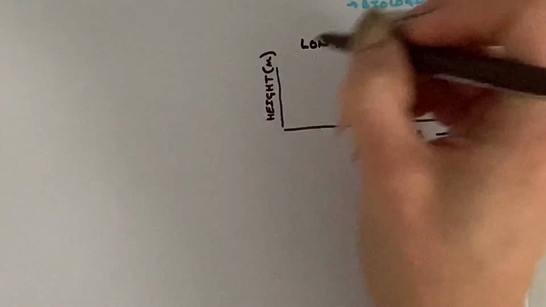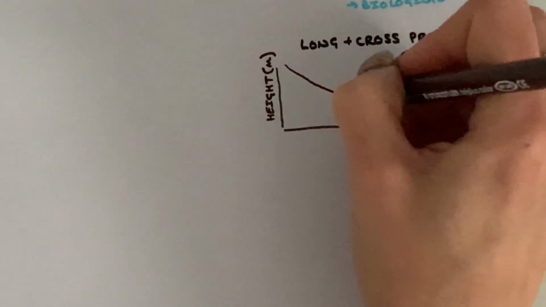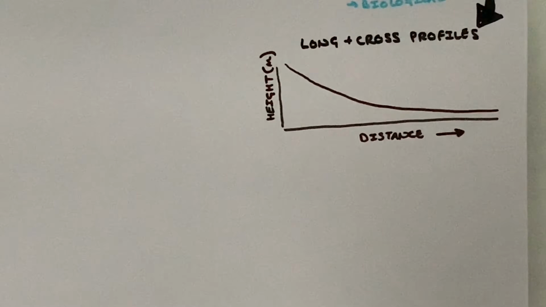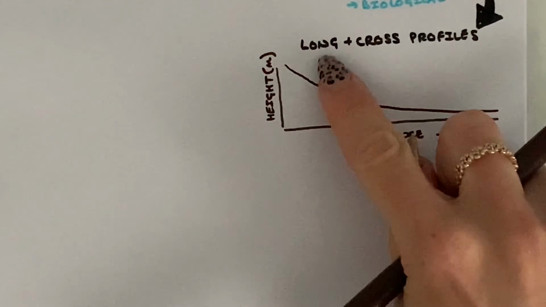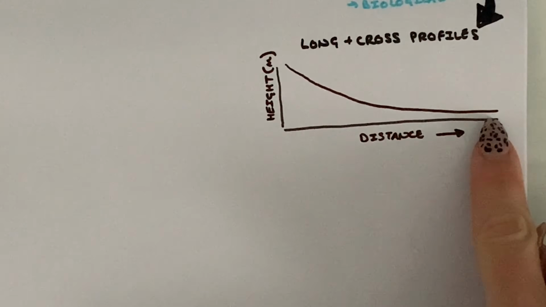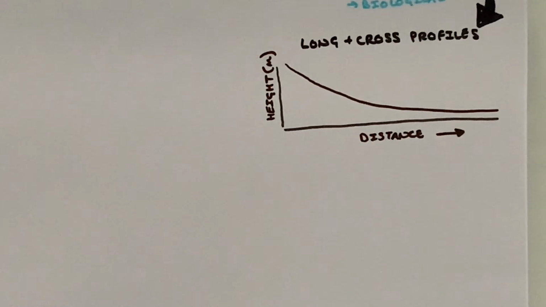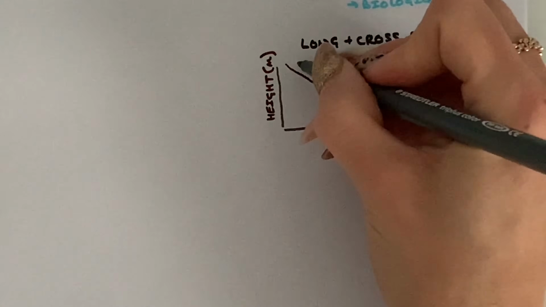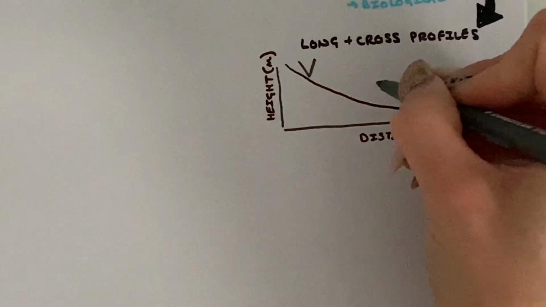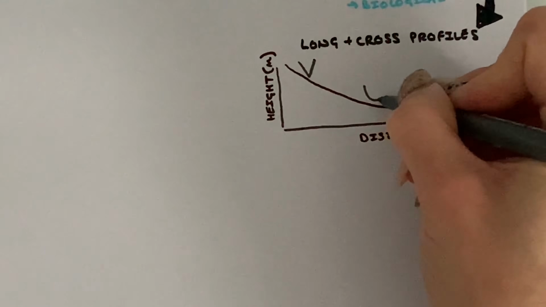Now, we're first going to look at a river long profile. And a long profile of a river is a way of displaying the channel, slope, or gradient of a river along its entire length. And it shows us that a river loses height with increasing distance towards the sea.